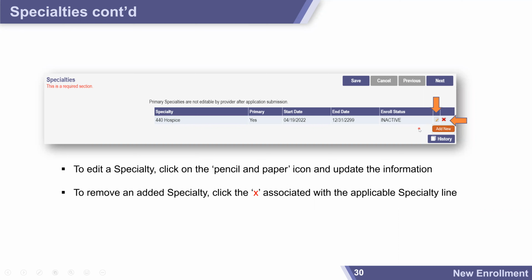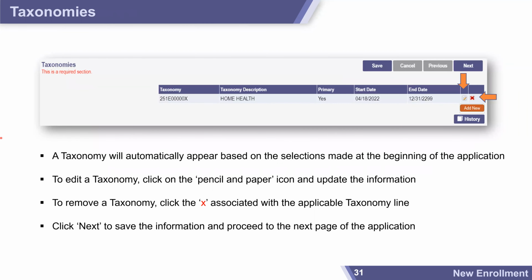Now, I do believe that the red X only shows up if there are multiple specialties already put in. Once you put in a specialty, you can't delete it to where there's no specialties at all, because again, there has to be a specialty listed. Once you've done with all of the specialties, the next screen is going to be the taxonomies screen.